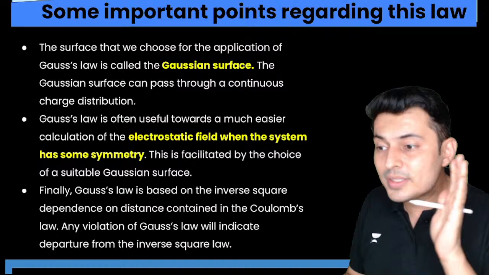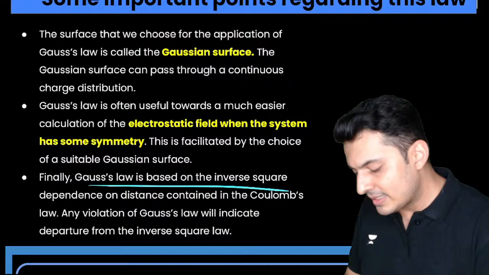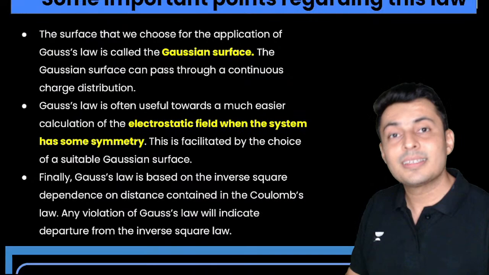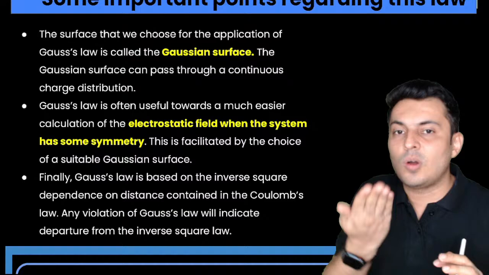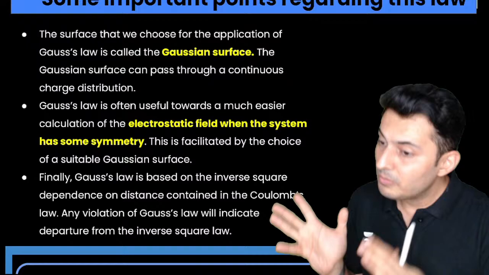Okay. And remember, Gauss's law is dependent on Coulomb's law and Coulomb's law is dependent on Gauss's law. That is why if Gauss's law fails, even Coulomb's law is invalid. And if Coulomb's law fails, then even Gauss's law is invalid. Okay, so they are interdependent. They are two sides of the same coin. It's just looking at it in a different way. Whether you look at it from Coulomb's law or Gauss's law, the problem might become lengthy or short. But if one fails, the other also fails. So let's start solving some questions.